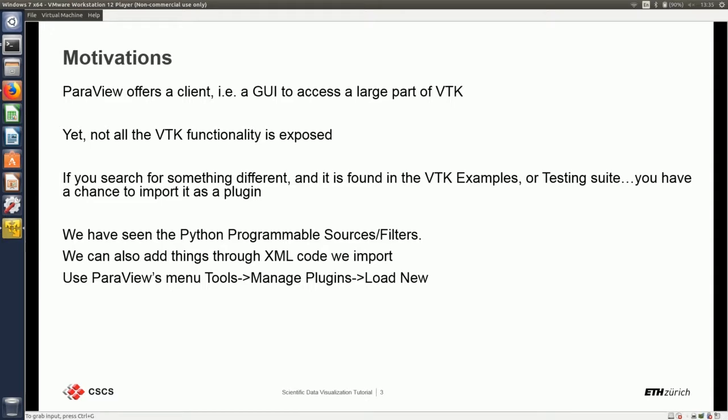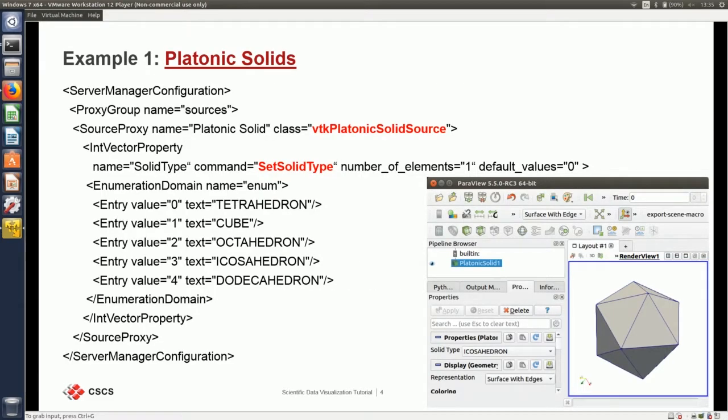We'll see about that. We can also import that through XML code, or via the plugin manager loading new plugins. Here's one, pretty useless, but it's an example that has existed in VTK for a long time, the so-called platonic solid. There's the option between creating a single tetrahedra on the screen, a cube, an octahedron, an icosahedron, etc.